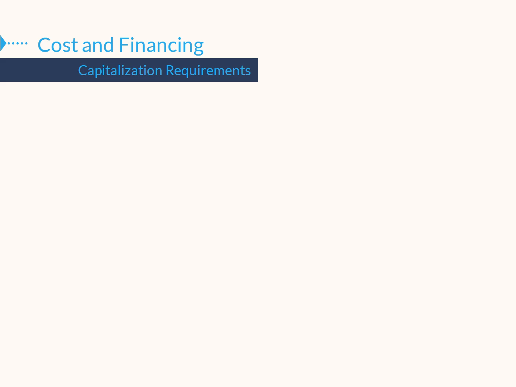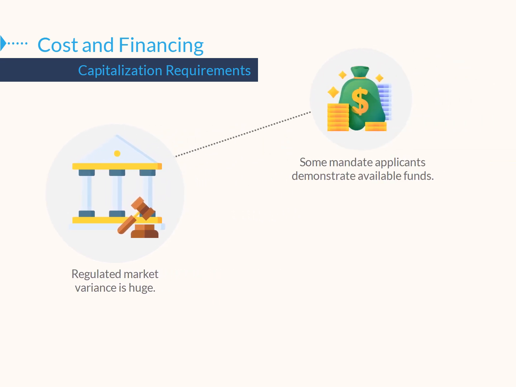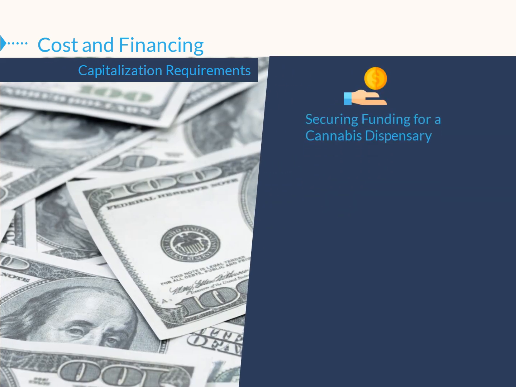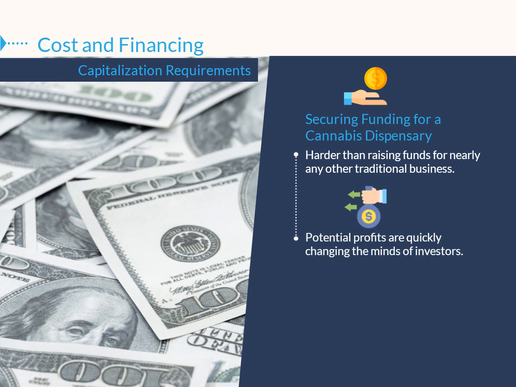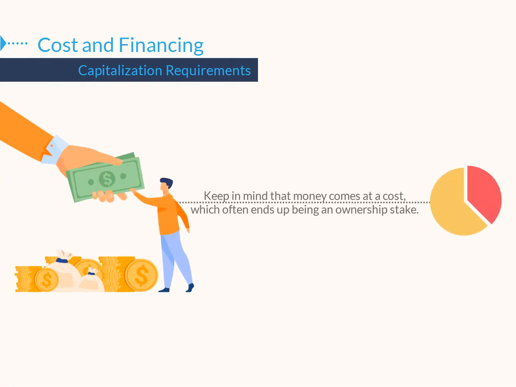Capitalization requirements. Here is another area where regulated market variance is huge. Some mandate applicants demonstrate available funds. Then there are regulated markets that currently have no capital requirements. Securing funding for a cannabis dispensary is harder than raising funds for nearly any other traditional business. Despite the difficulties involved, the potential profits are quickly changing the minds of investors, pushing them to adjust their policies and get into the game. However, keep in mind that money comes at a cost, which often ends up being an ownership stake. But always be clear about how much stake you are willing to divulge.